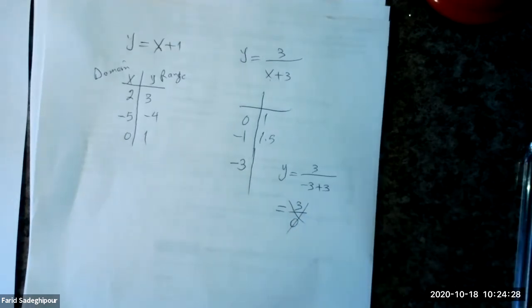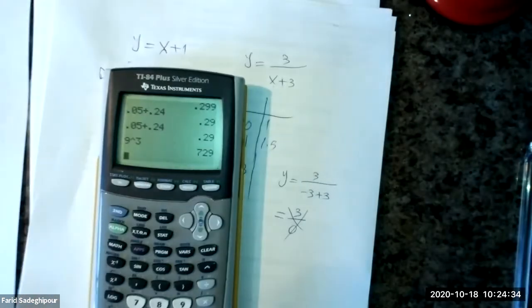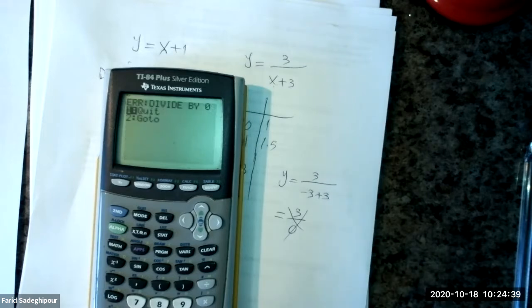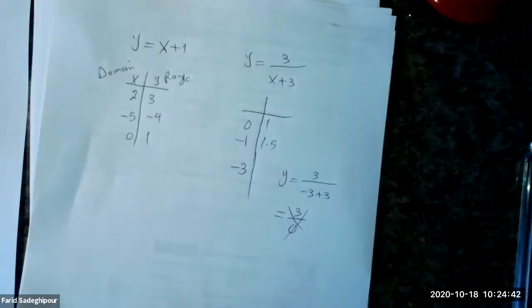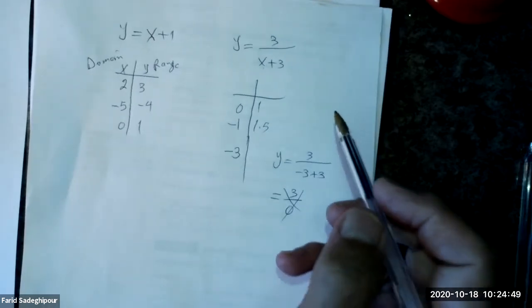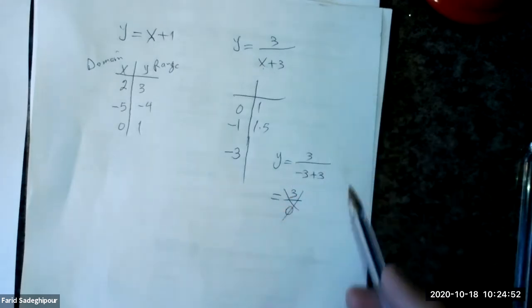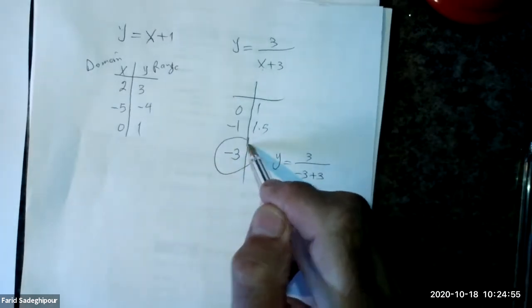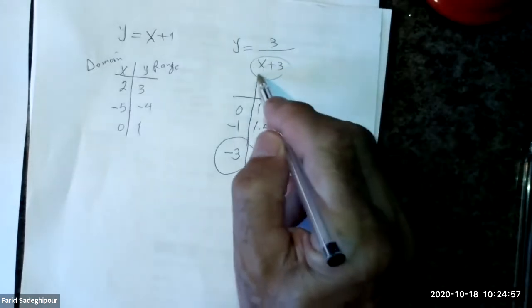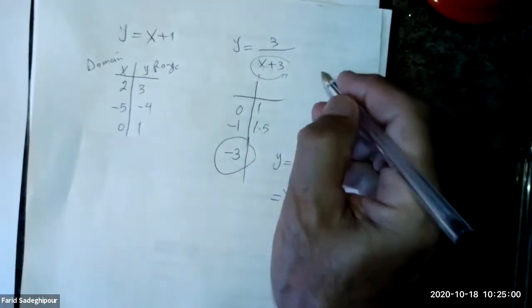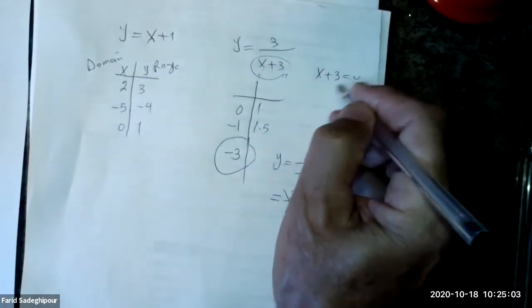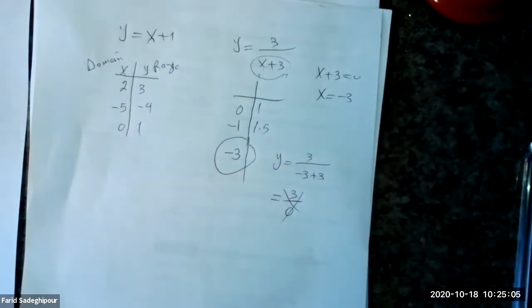You could always use your calculator. On your calculator, just put, what is 3 divided by 0? See, the calculator would give you an error. Anytime you have a fraction, a denominator of 0 is undefined. So for a rational function, the domain is all the numbers except a number that makes the denominator 0. How do I find that number? Just take the denominator and set it equal to 0. That gives you the number that you're looking for.